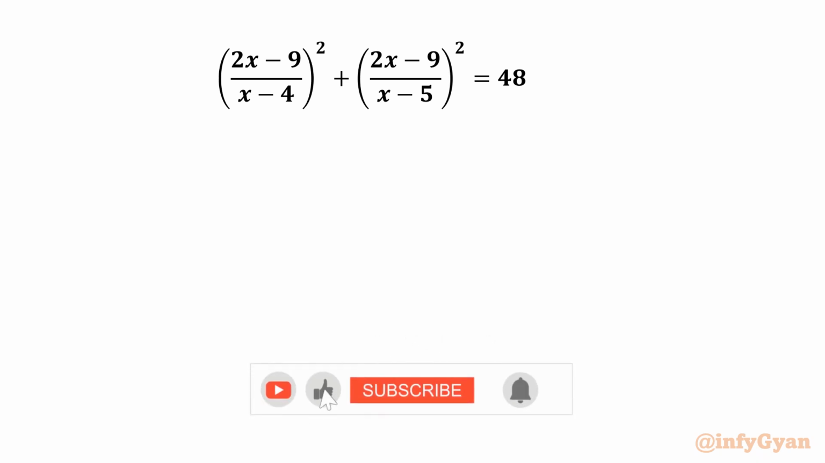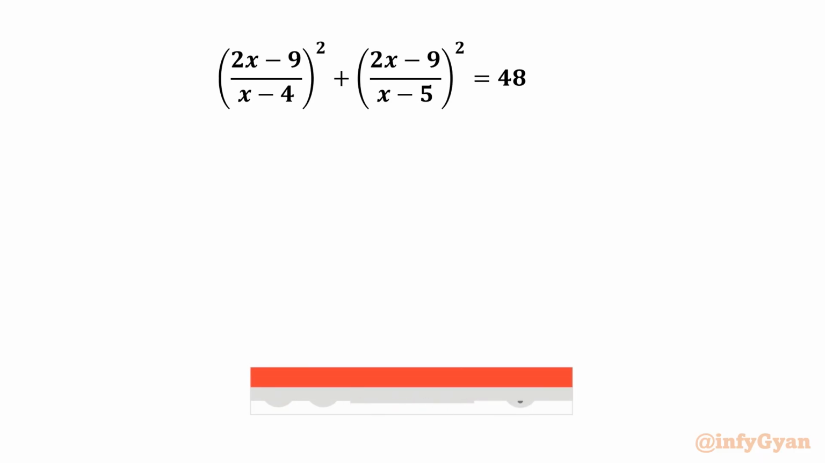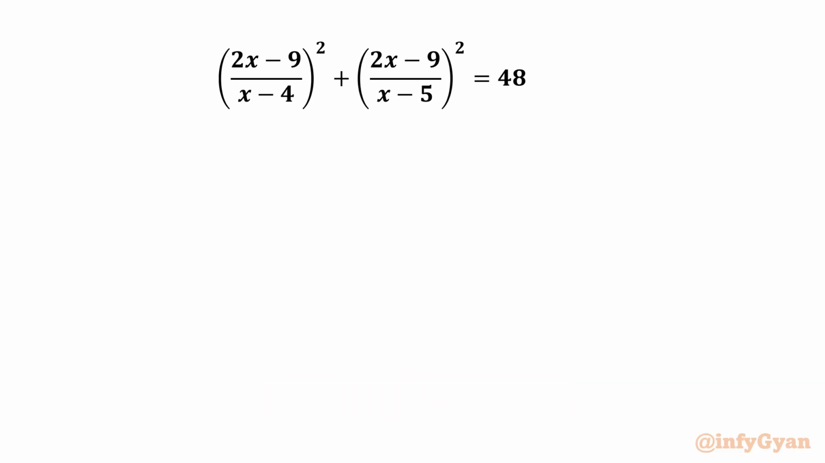In this video, we are going to solve one very interesting rational equation problem. The equation is (2x − 9)/(x − 4) whole squared plus (2x − 9)/(x − 5) whole squared equal to 48. So let's get started by writing our denominators cannot be 0. So x can't be 4 and 5.